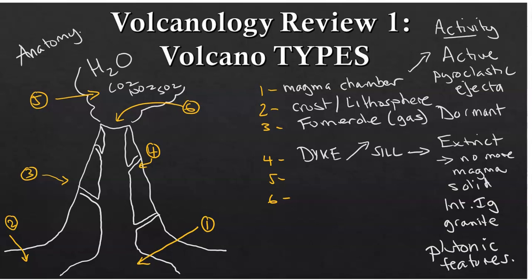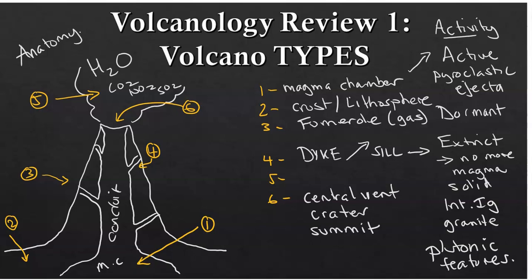This is a small pipe or small tube that connects from the central tube or the conduit. So right here is the conduit, which attaches from the magma chamber up to number 6, the central vent, also called the crater, or part of the summit or top of the volcano. So the conduit connects both.